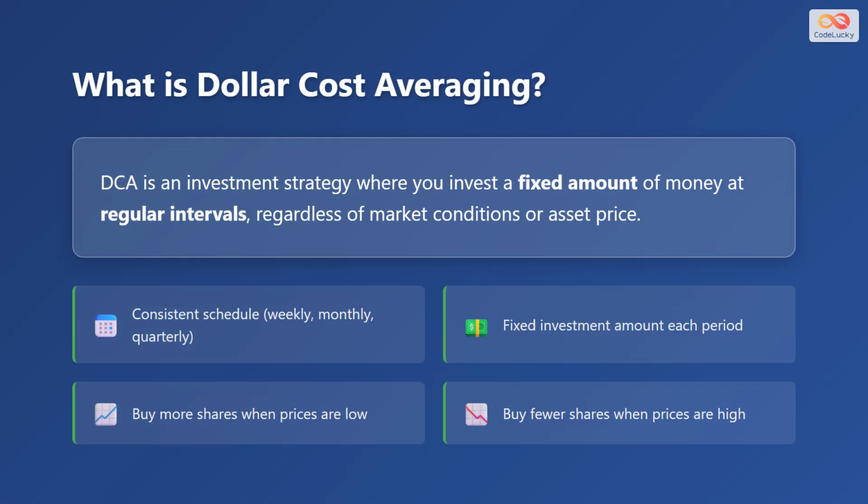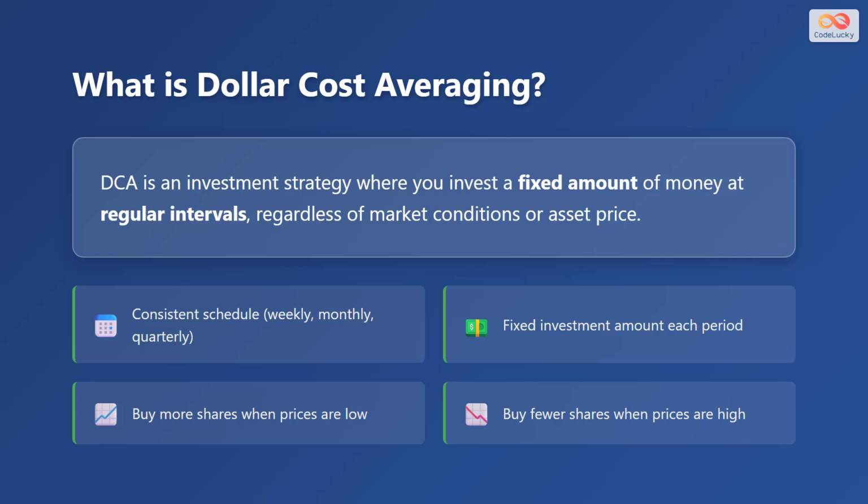Dollar cost averaging is an investment strategy where you invest a fixed amount of money at regular intervals, regardless of what's happening in the market or what the asset price is at that moment. The beauty of this approach lies in its simplicity and consistency. You might invest weekly, monthly, or quarterly, but the key is maintaining that fixed dollar amount each time.